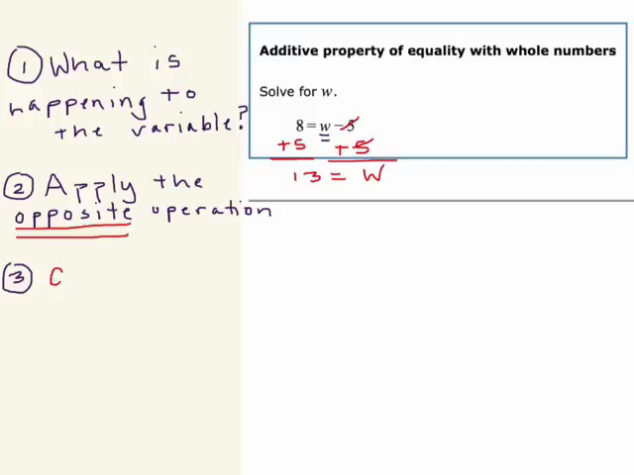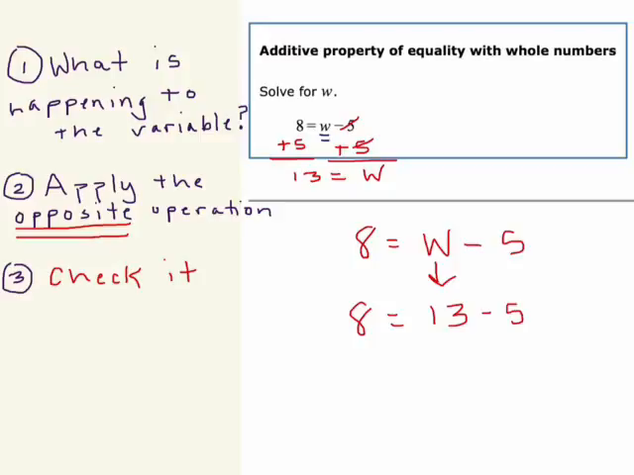And the last thing you can do is to check it. If we wanted to do that, we would simply rewrite the equation: 8 is equal to w take away 5. And we just said that w was equal to 13, so we will replace the w with 13. And 13 take away 5 is in fact 8. And this problem checks out.